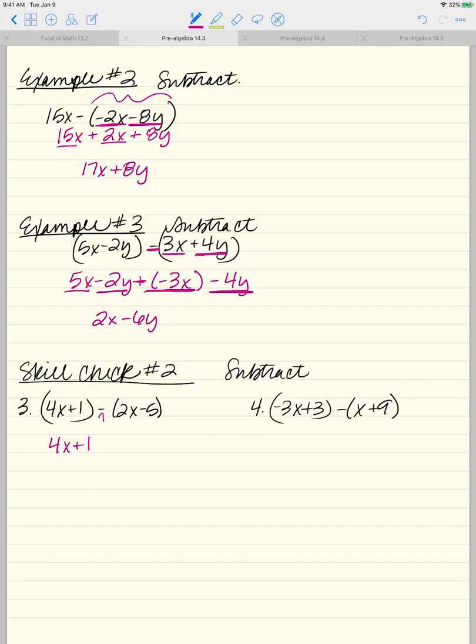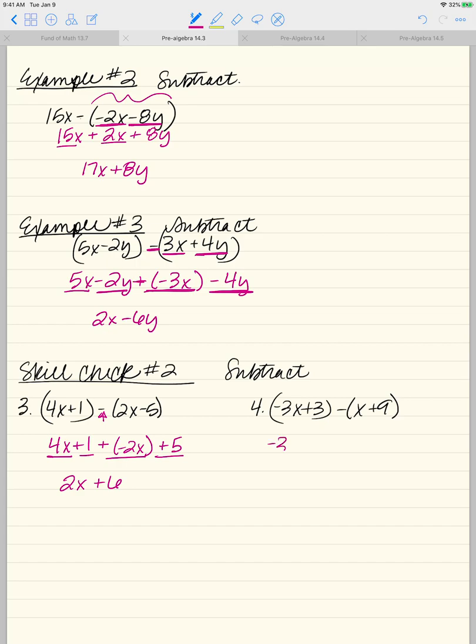Change the subtraction to addition and add the opposites. So now 2x becomes negative 2x, minus 5 becomes plus 5. Now find your like terms. 4x minus 2x is 2x, 1 plus 5 is plus 6, so that's number 3.